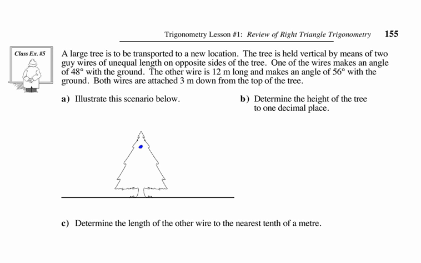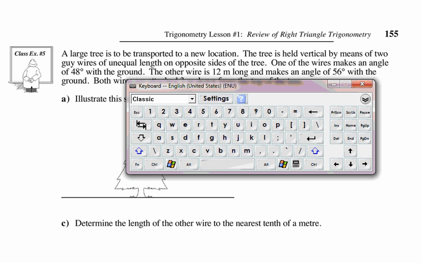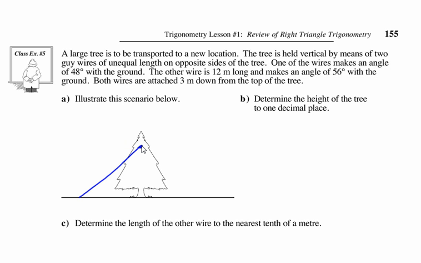So they're both here, attached there. And then we're going to attach them to the ground. One, make a better line. Try something. Oops, sorry. So one's here, one's here. Okay? And they're both 3 meters down from the top of the tree. So it's a really big tree. 3 meters is pretty tall.